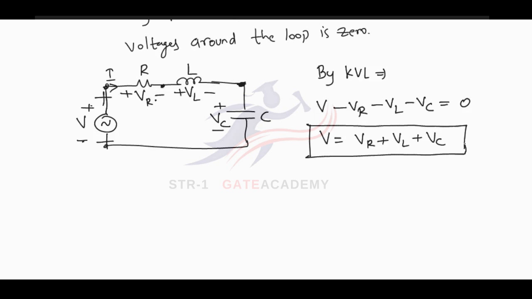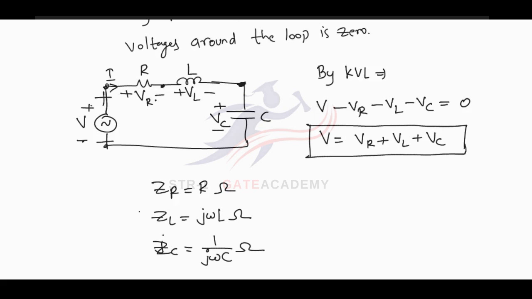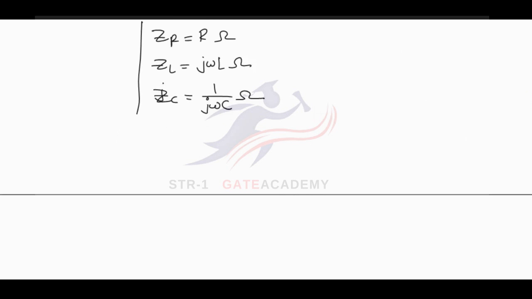This is by KVL. Also, we know that ZR is equal to R ohms, ZL is equal to j omega L ohms, and ZC is equal to 1 by j omega C ohms. This will be useful later, but for the purpose of knowing, I'm telling you right now here itself. We'll cover this again in AC.